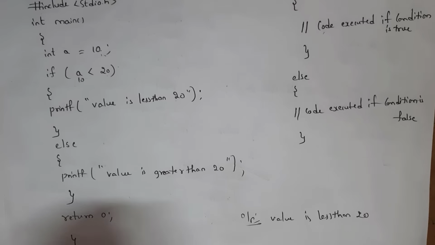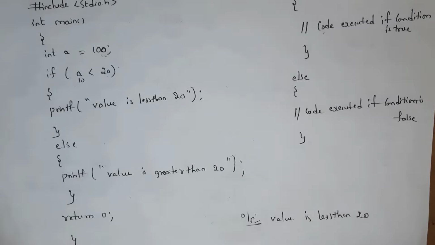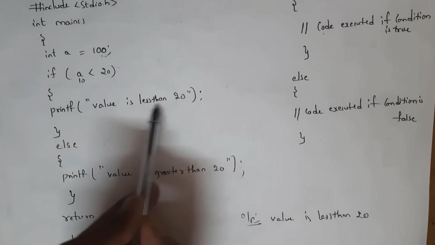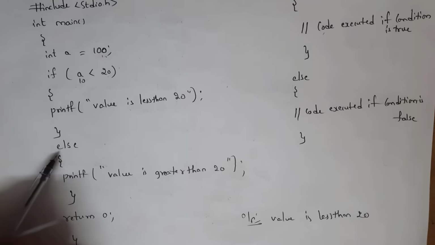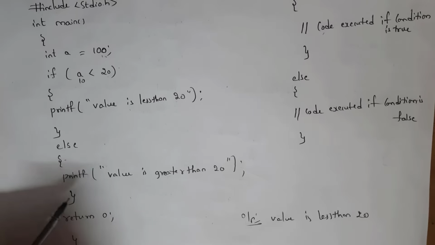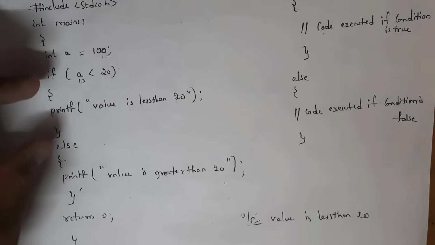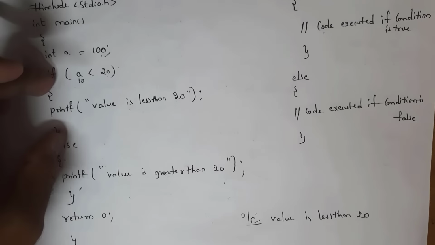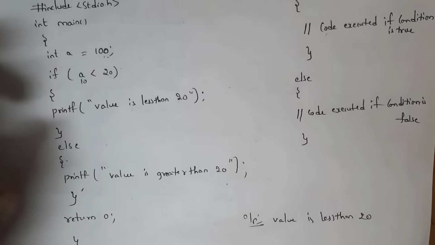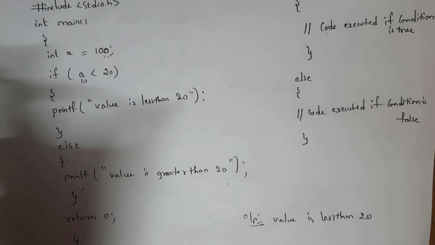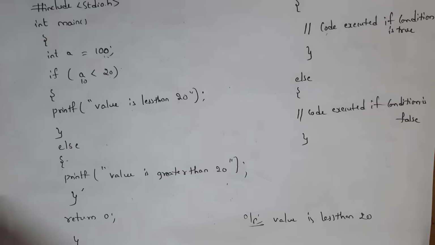For example, in place of 10, if I give here 100, 100 is not less than 20. 100 is greater than 20. So this condition is false. So whatever the statement that is present inside else will be executed. So I will get output as value is greater than 20. If condition is true, whatever the statement that is present inside if will be executed. If condition is false, then whatever the statement that is present inside else will be executed. This is if else statement.